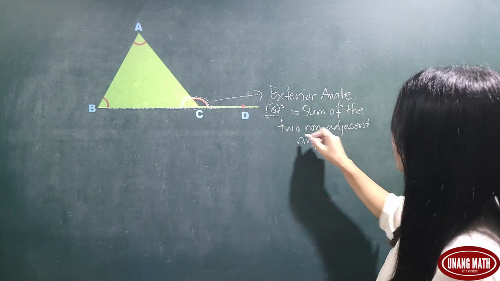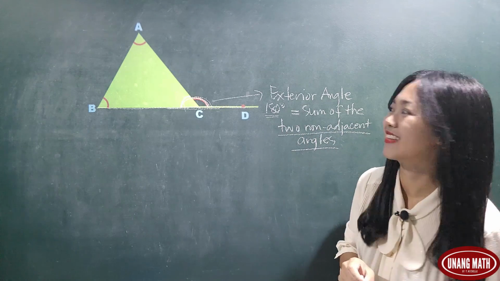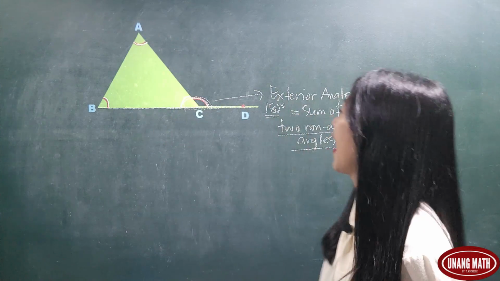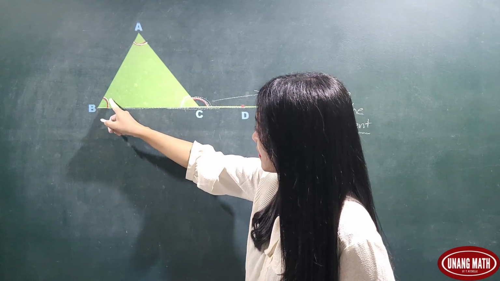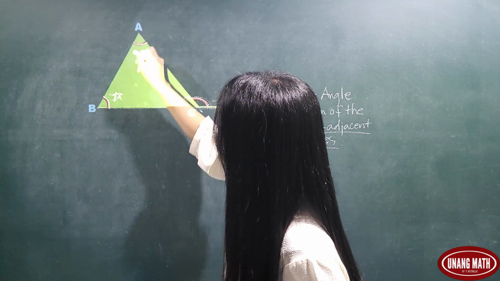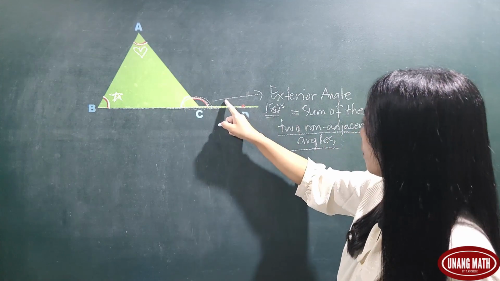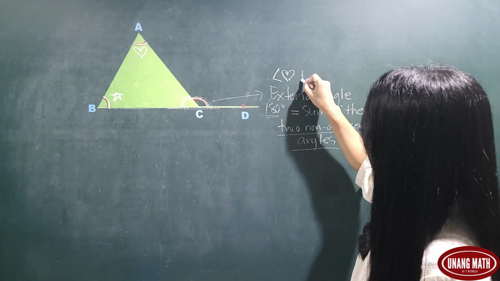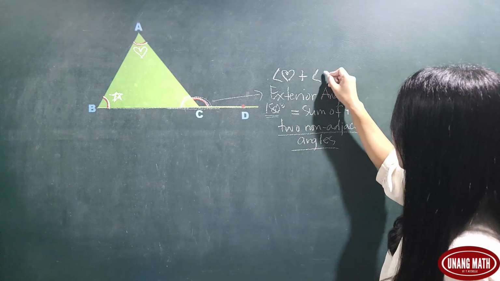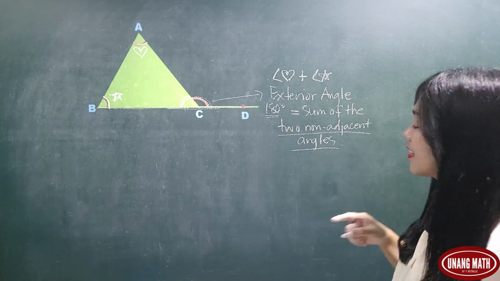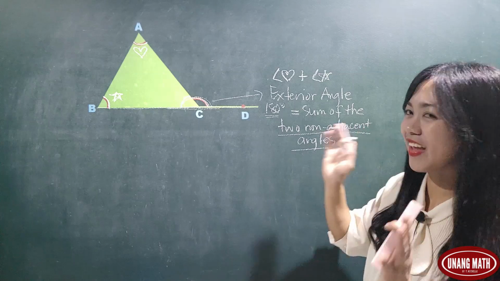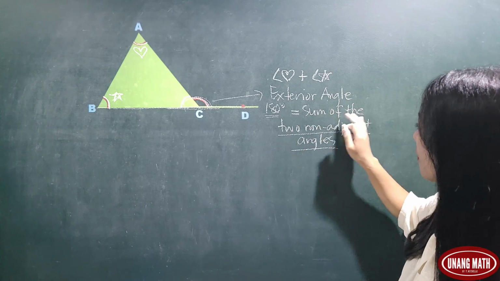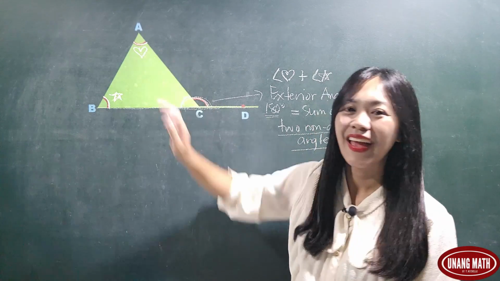Where are the two non-adjacent angles? The two non-adjacent angles are this angle and this angle. So let's say this angle is angle star and this is angle heart. So the exterior angle is angle heart plus angle star, because it is the sum of the two non-adjacent angles. That is the most important thing that you have to remember about the exterior angle: it is the sum of the two non-adjacent angles.